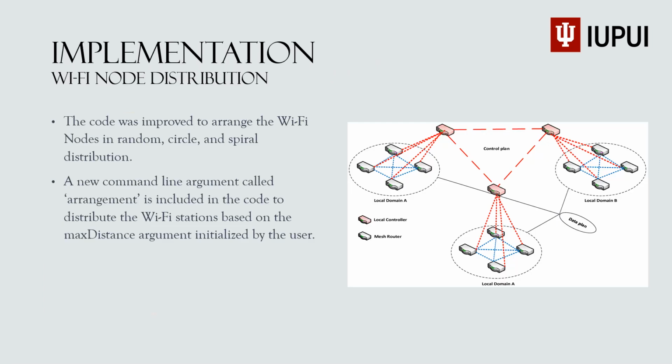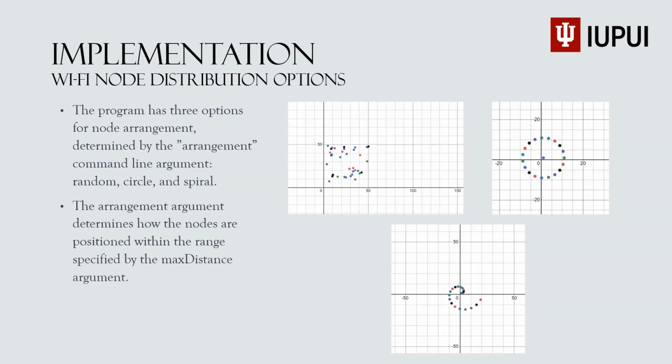For the implementation of our project, the first thing we did was to fix the Wi-Fi node distribution. The code was improved to arrange the Wi-Fi nodes in random, circle, and spiral distribution. A new command line argument called Enhancement is included in the code to distribute the Wi-Fi stations based on the max distance argument initialized by the user. Here, the distance between each station is computed by max distance divided by number of Wi-Fi stations.